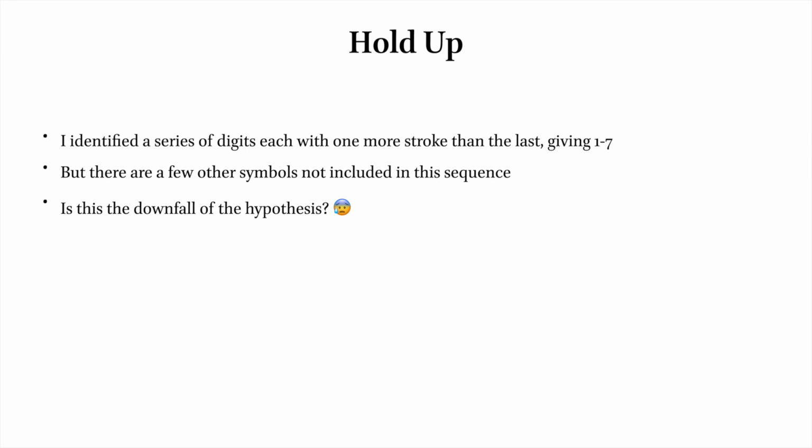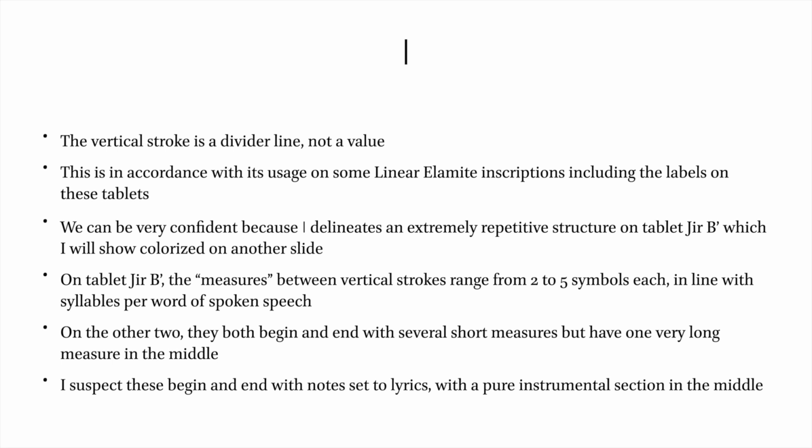No, it isn't. First up, let's talk about the vertical stroke, known to computer scientists everywhere as our friend the pipe character. The vertical stroke is a divider line, not a value. This is in accordance with its usage on some linear Elamite inscriptions, including the labels on these very tablets. We can be very confident because it delineates an extremely repetitive structure on tablet B, which I will show colorized on another slide. Spoilers, it looks like this.